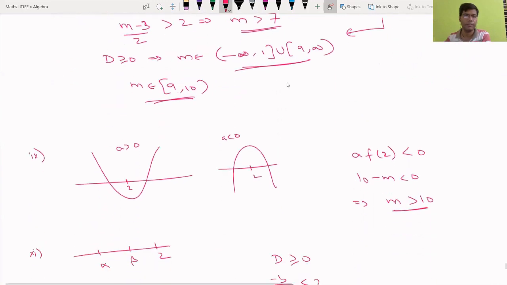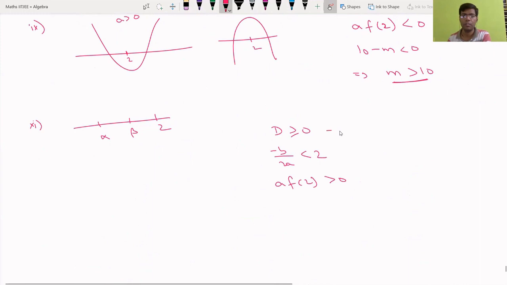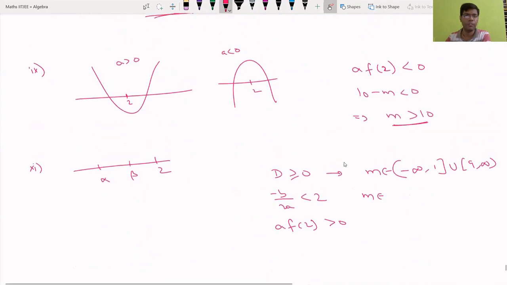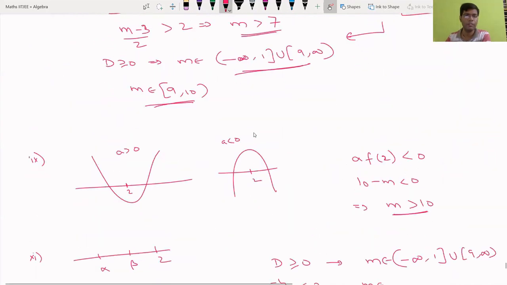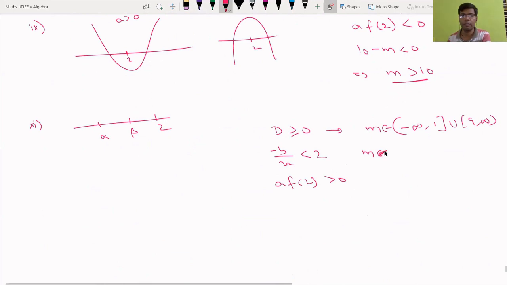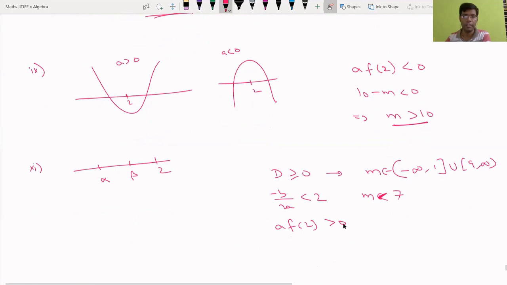Again, you can check from the theory what we had discussed. You will get these 3 conditions. So if we apply these conditions in the given equation, we will get m belongs to minus infinity to 1 union 9 to infinity, and here I will have m belongs to, when it is less than 2. For greater than 2 we got this, for less than 2 we'll have m will be less than 7. Okay, and when this is greater than 0, then I will have 10 minus m greater than 0, which implies m will be less than 10.